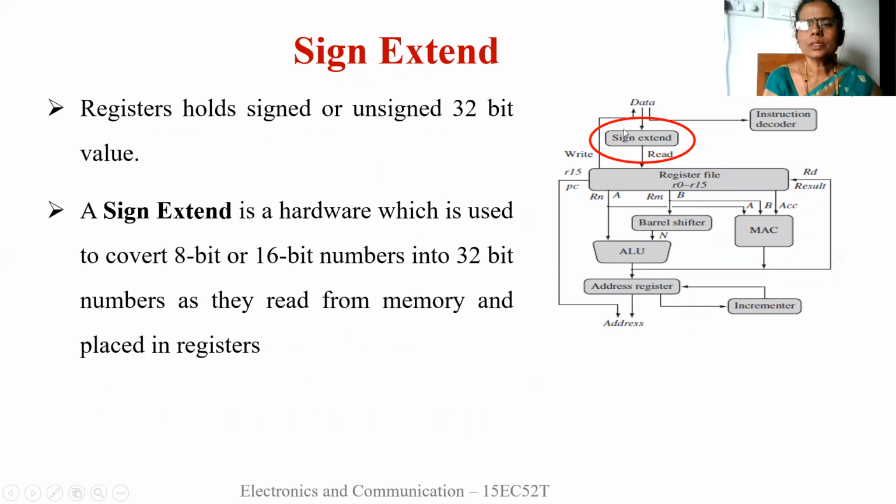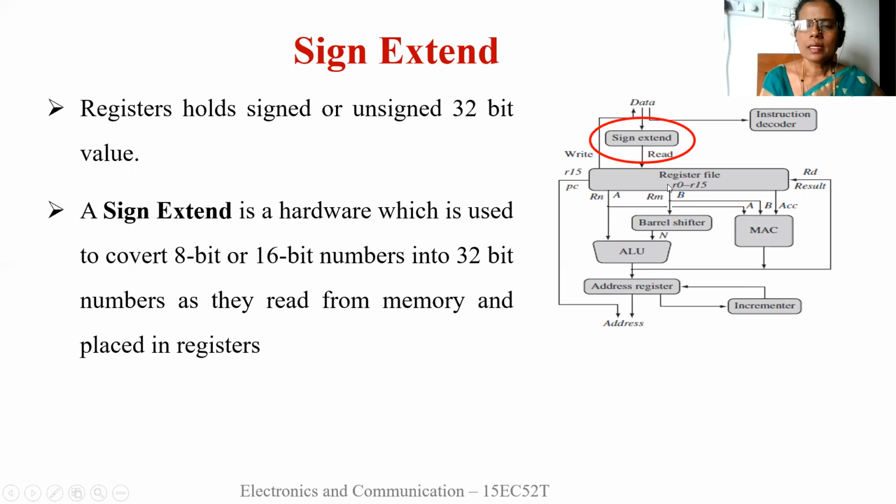So the next oval marked is sign extend. What is the use of this sign extend? The register holds signed and unsigned 32-bit values, as we studied in the previous slide. The sign extend is a hardware unit. It is used to convert an 8-bit or 16-bit number into a 32-bit number. Suppose you are feeding the data as 8-bit data, but the register size is 32-bit. So the sign extend hardware converts 8-bit data to 32-bit.